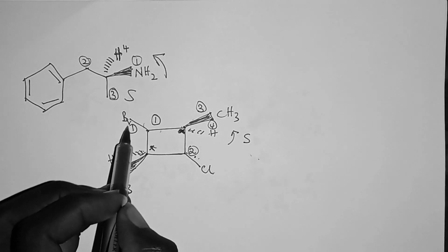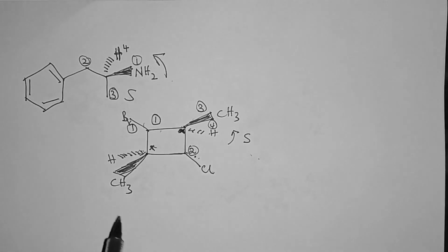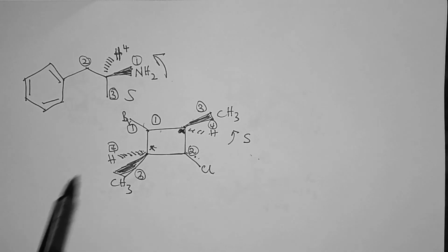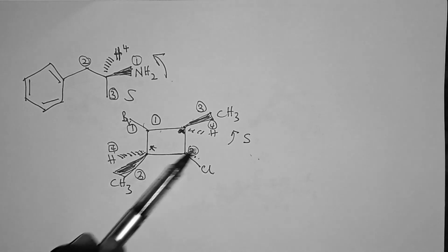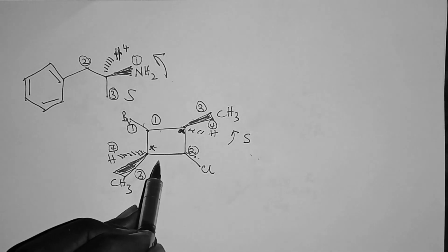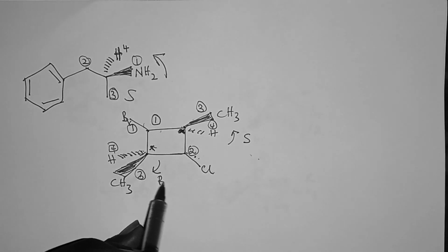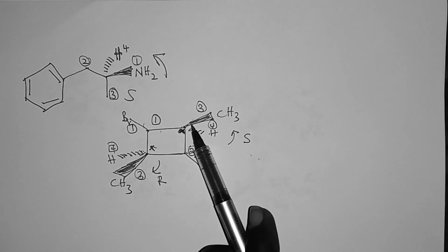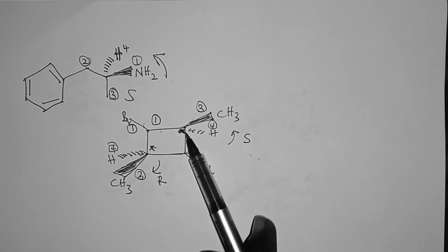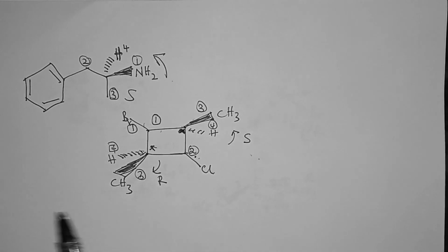So this is still number 1, number 2, and here's number 3. The proton, number 4, is already pointing away from us, and if we cover it, it is 1, 2, 3, and that is in the clockwise direction. This is an R. So you see that at one side of this molecule we have an S configuration, and then at the other side is an R configuration.